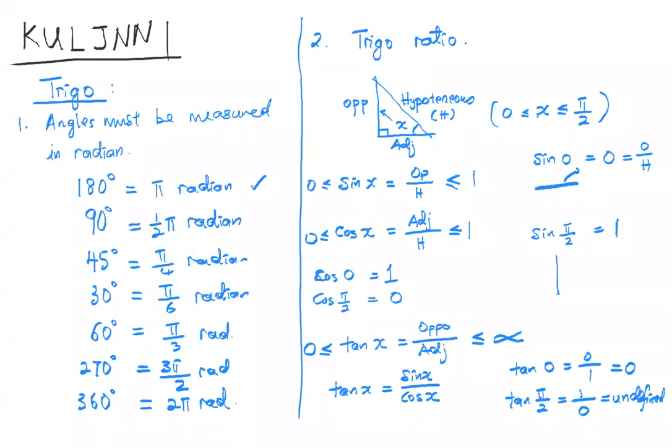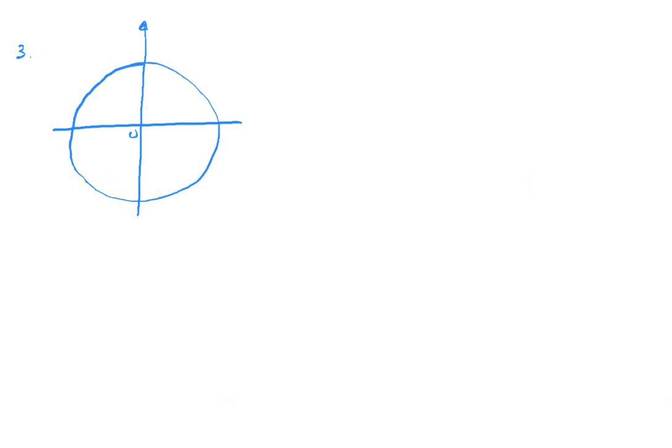Okay, now, if the angle is more than pi by 2, you also learn this. How mathematicians define angle more than pi by 2? They draw a circle. What is the radius of this circle? 1 unit. So the radius is 1 unit.